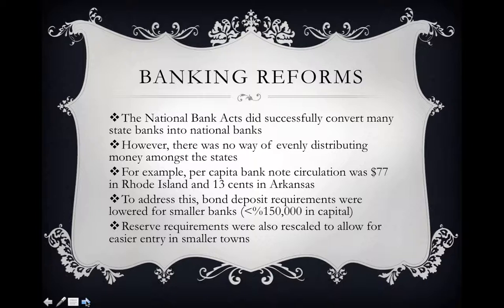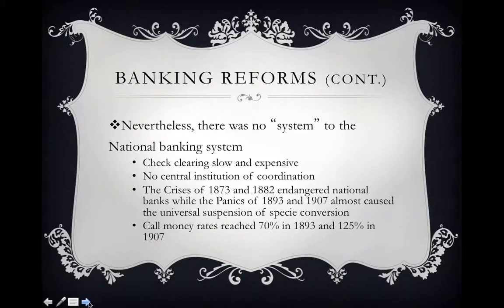Also, reserve requirements were rescaled to allow for easier entry into smaller towns. So the National Bank Act not only addressed the sliding scale for capital requirements, but also the reserve requirements were adjusted for smaller towns. All right. Realize that when they say the national banking system, that quote-unquote system part of it doesn't really hold. It wasn't really a national system. It was an attempt to have a national banking system, but they never were fully successful in eliminating the state banks as a viable secondary banking system in the United States.